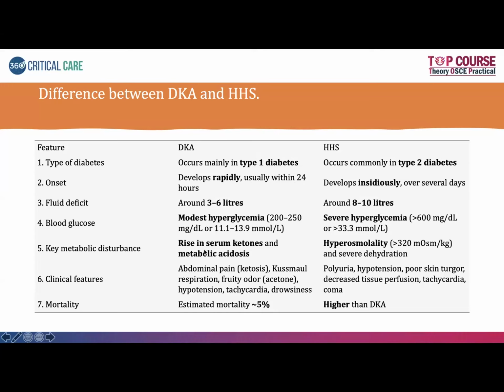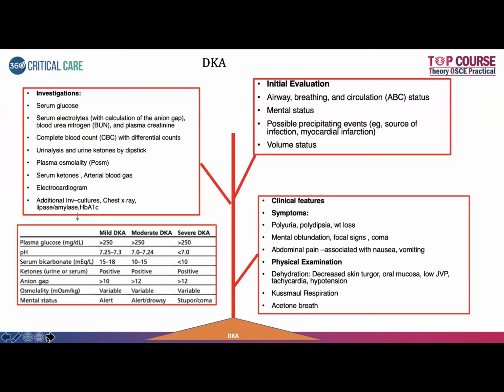The key metabolic disturbance is metabolic acidosis, serum ketones. Here it is hyperosmolality more than 320 milliosmoles per kg. Clinical features: abdominal pain, Kussmaul respiration, fruity odor, hypotension, tachycardia, and drowsiness. Here, because of the volume deficit, hypotension, poor skin turgor, tissue perfusion deficit, there can be tachycardia and altered mental status. Okay. The mortality is very high in HHS compared to DKA. So how will you treat?